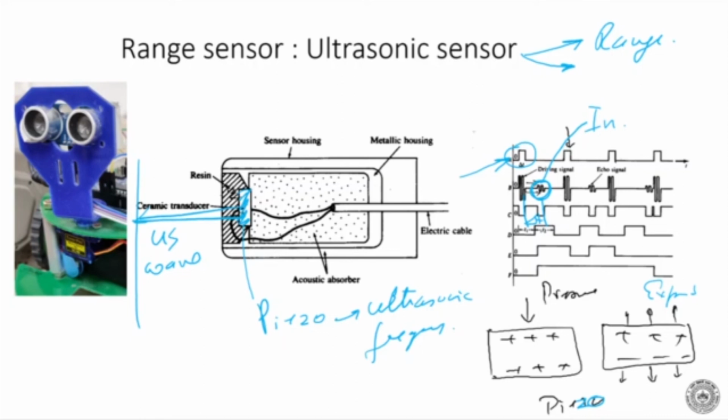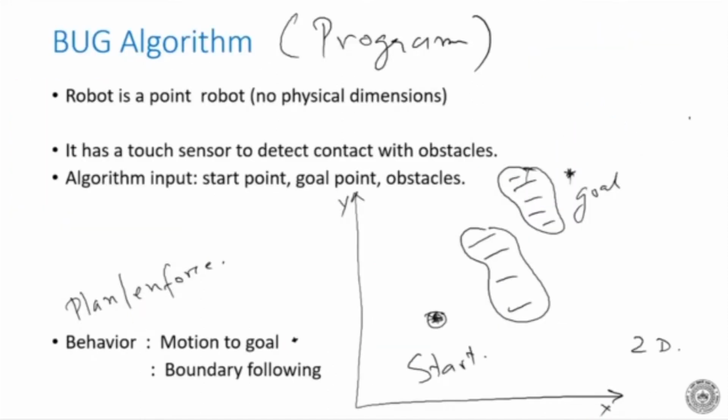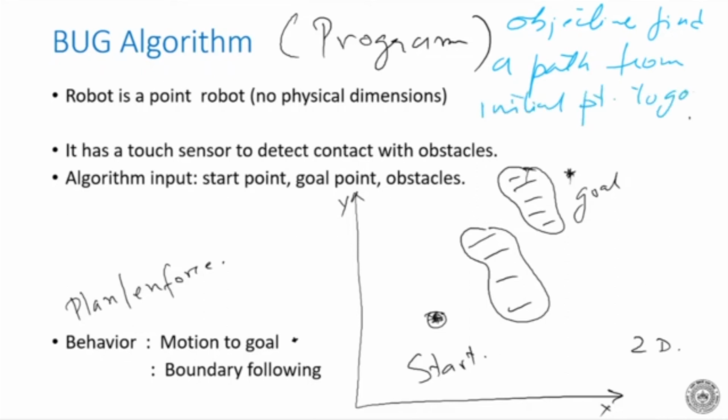Now, let's move further and come to the bug algorithm. What is the objective of the bug algorithm? The objective is to find a path from the initial point to the goal point. This is shown in the figure here.